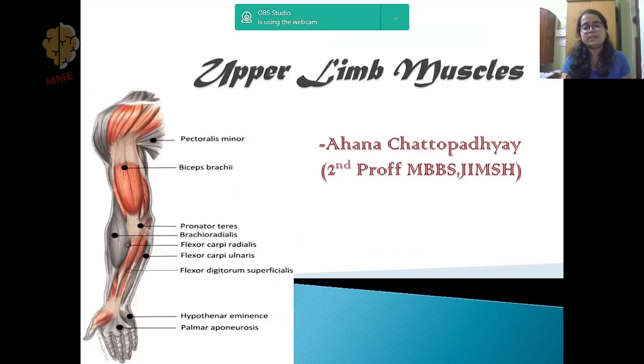Hello guys, my name is Ahana Chattopadhyay and today I am going to start a topic called the upper limb muscles. Now, I'm not going to end this topic today, I'm just going to start this topic.